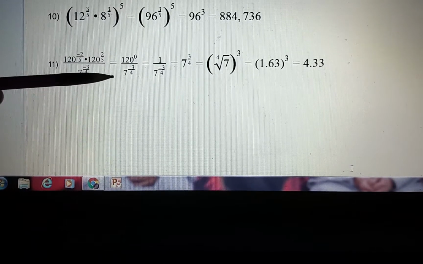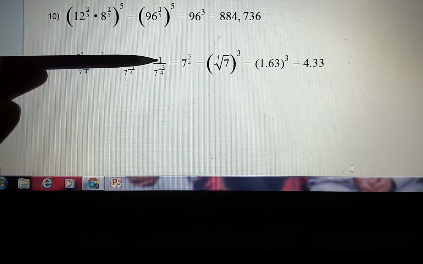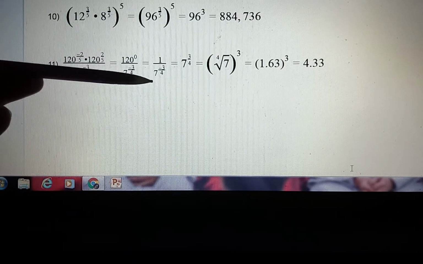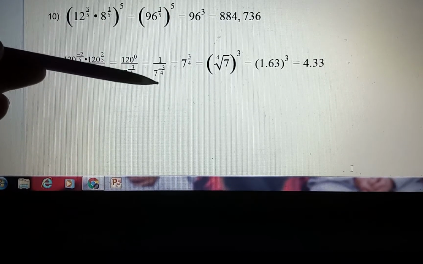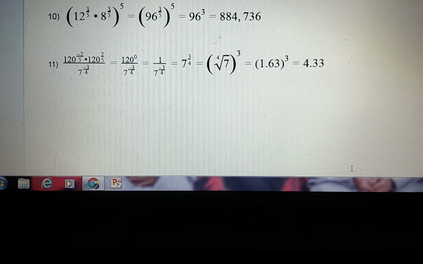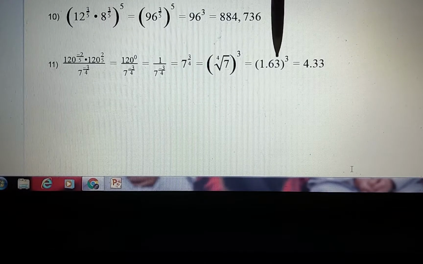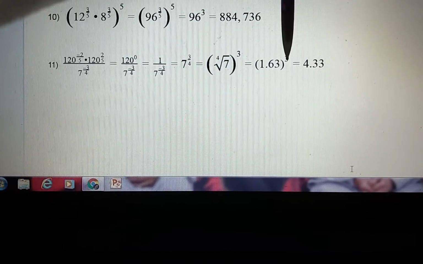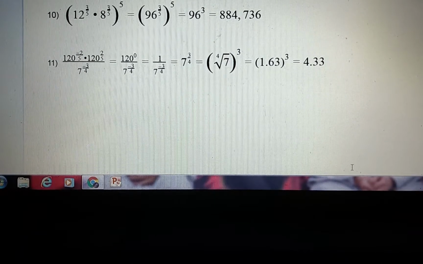The bottom, I've just rewritten underneath until I'm ready to deal with it. My top's done, so now we're going to deal with the bottom. I can't keep it negative, so what I'm going to do is flip this base to make it 7, so my exponents are positive. Okay, turn it into a radical. 4th root of 7 is 1.63. Bring over the 3. 1.63 to the third is 4.33.